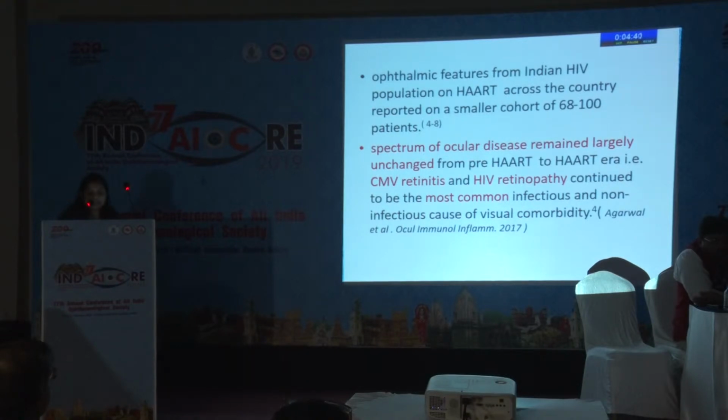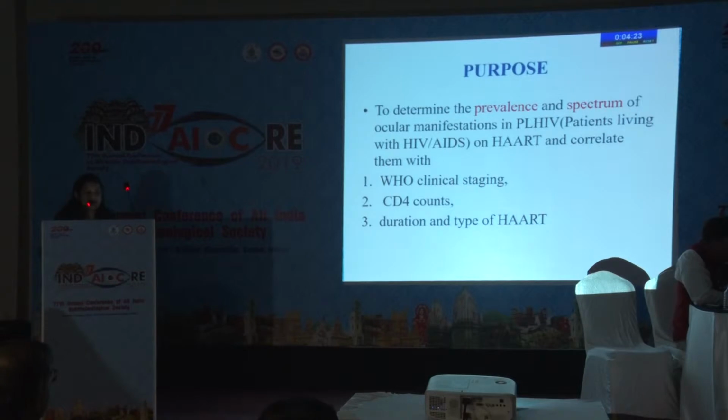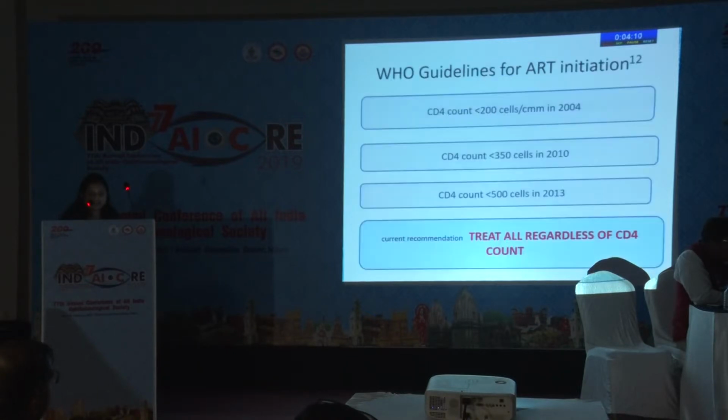A recent study conducted in North India in 2017 has said that the spectrum of ocular manifestation has remained unchanged from the pre-HAART to the HAART era. They still report CMV retinitis and HIV retinopathy to be the most common infectious and non-infectious causes of visual morbidity. The purpose of our study was to determine the prevalence and spectrum of ocular manifestations in patients on HAART and correlate these manifestations with WHO clinical staging, CD4 count, and duration and type of HAART.